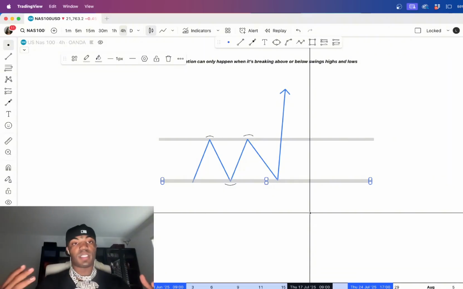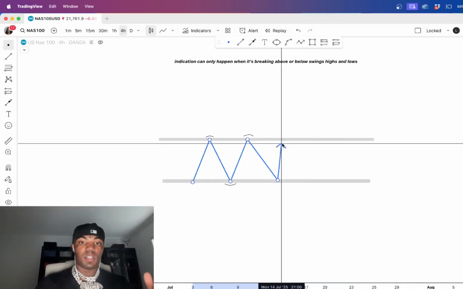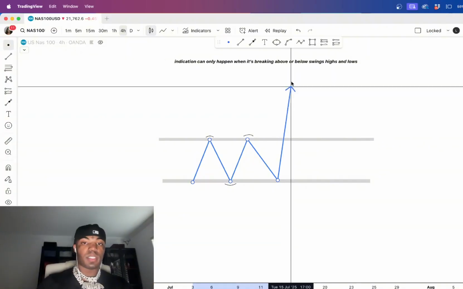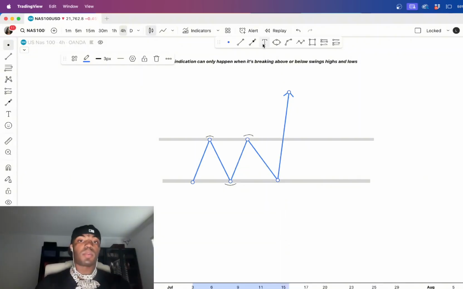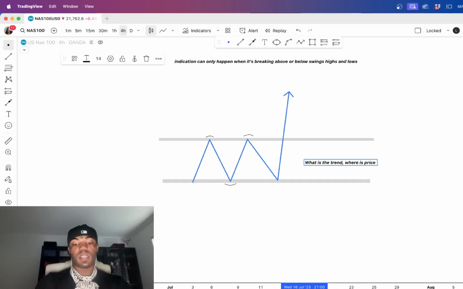So this is the question, and this answers the question, right? What question is this answering? Most people look at the charts and ask, what is the trend, and where is price headed?